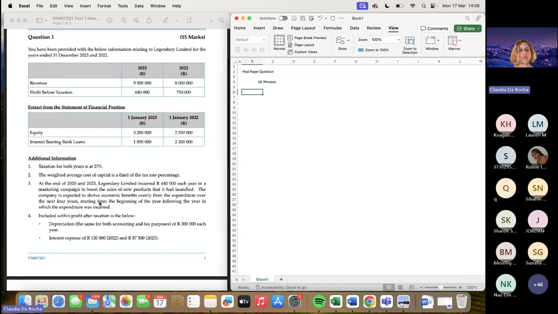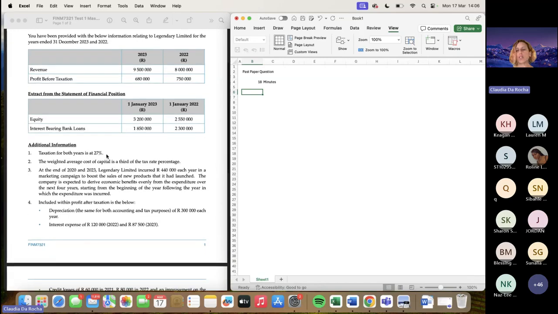Okay, then it says the tax for both years is 27%. So as there was a question in the chat about do I do 0.72 or 0.73, because it is 27%, I'm going to say 0.73. And how do I get 0.73? I'm saying 100% minus 27 gives me the 73, which in decimals is 0.73.